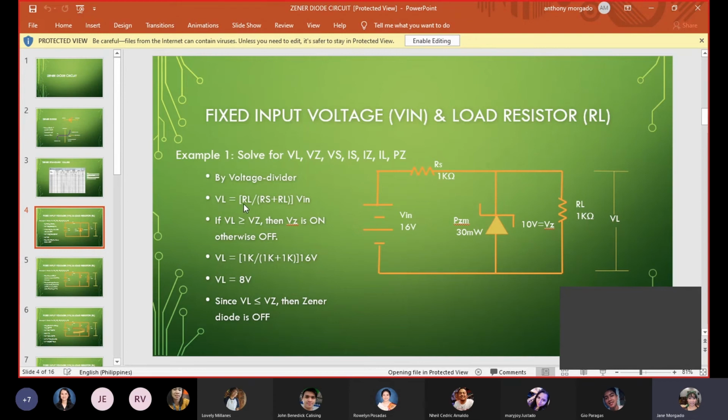We will use the voltage divider: RL over RS plus RL, because RL is our numerator, the value we are looking for, the voltage across RL, times the input. Since RS and RL are equal, we just divide Vin by 2. So 16 divided by 2 is equal to 8 volts.